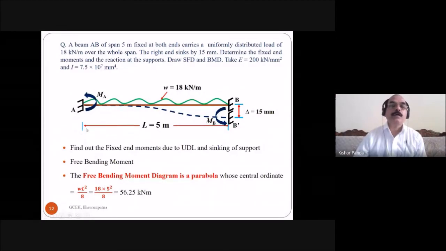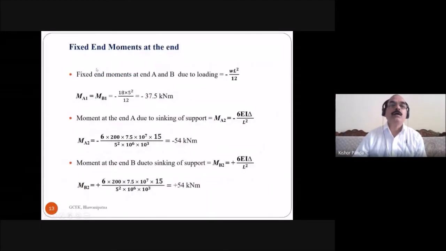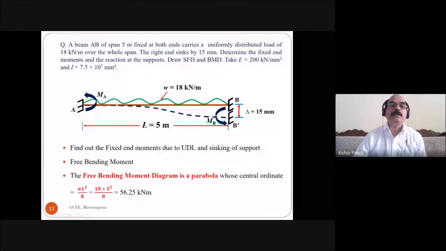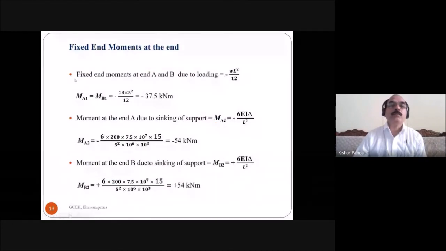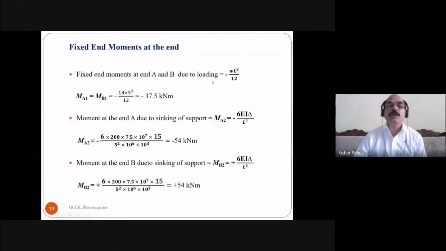But here you have to find out the fixed moments at the end. You have to find out the fixed moment at the end due to the UDL and due to the sinking of support. So first you find out, due to the uniform distributed load, what is the fixed moment at end A and at end B? Fixed moments at end A and B due to loading is equal to minus WL square by 12. You know, this is the formula.